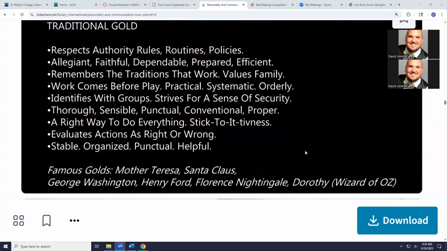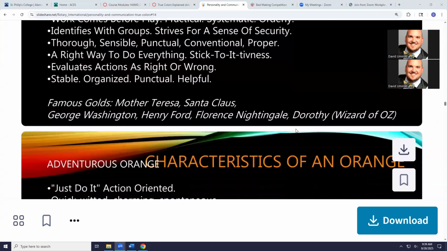Famous golds: Mother Teresa, Santa Claus. Again, I don't know where they get this data from, but Henry Ford, Florence Nightingale, Dorothy was the gold, right? She was the one that kept everybody together as far as the group from Wizard of Oz. All right, let's give our gold a round of applause.